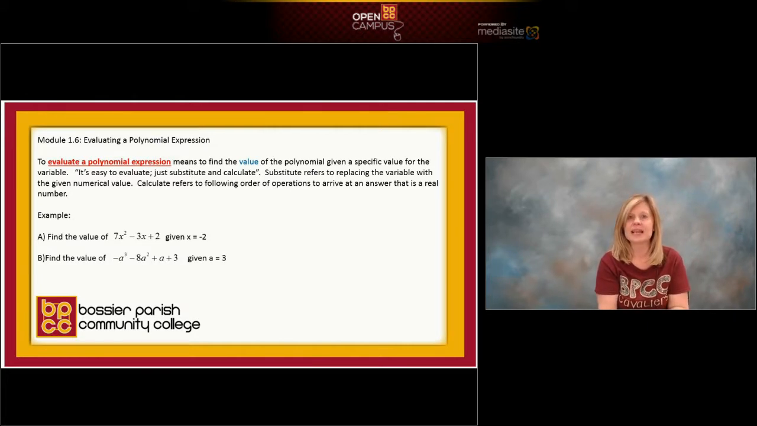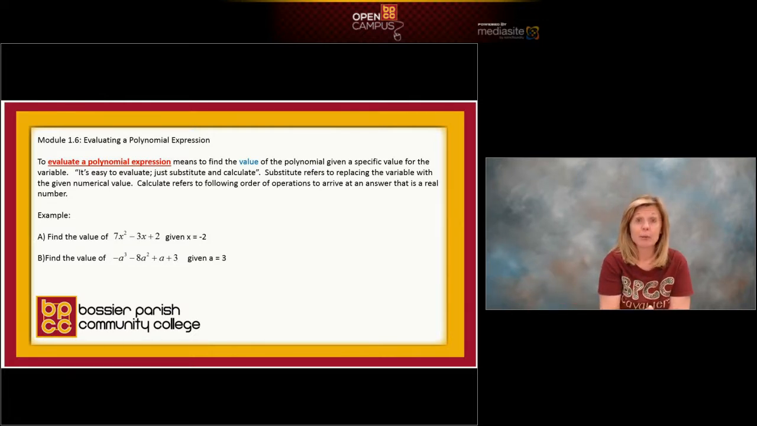The second thing is to calculate, to do a calculation. Now, to do a calculation doesn't mean to pull out your calculator. You're going to find in algebra, your calculator is of very little use to you. In order to calculate, you have to follow the order of operations. You all may have heard the famous phrase, Please Excuse My Dear Aunt Sally. P-E-M-D-A-S. Those are the 6 letters you need to know for the order of operations.